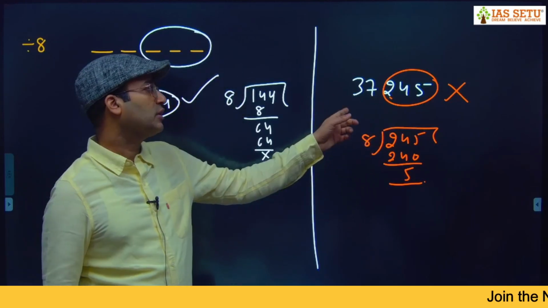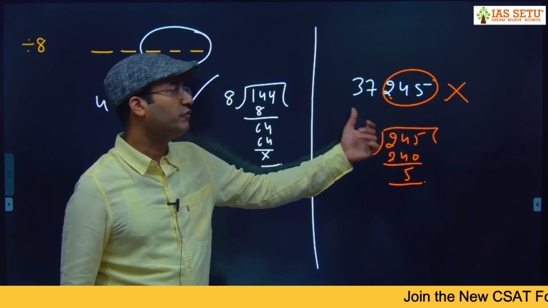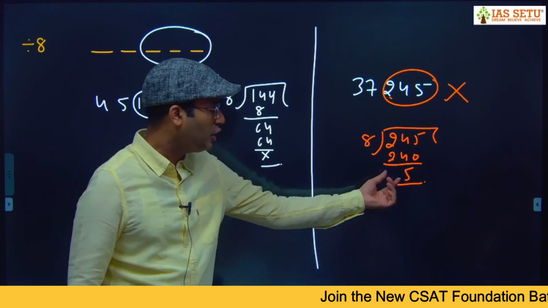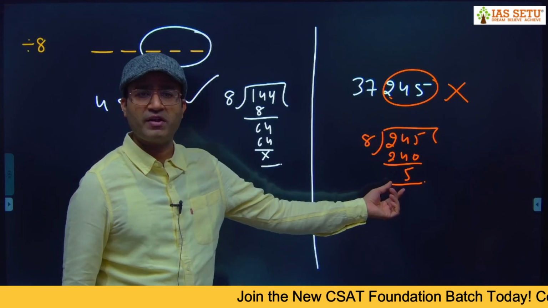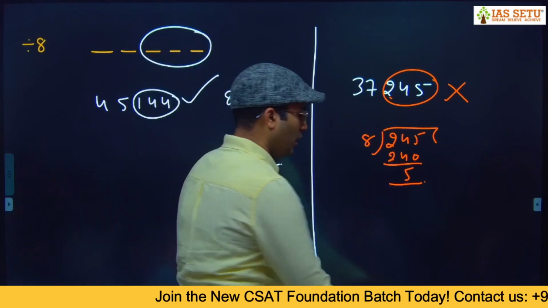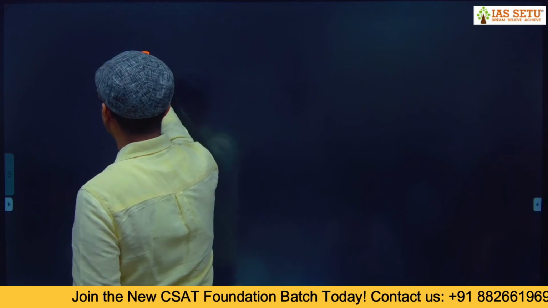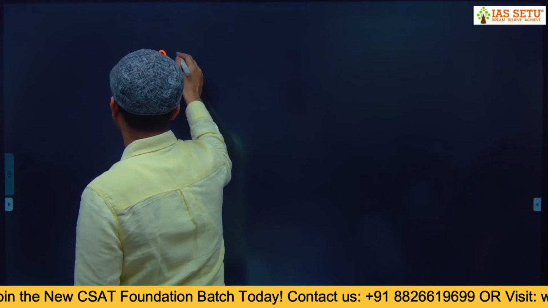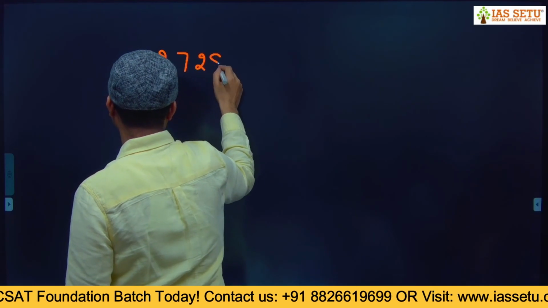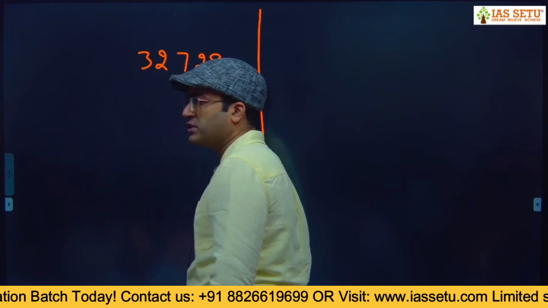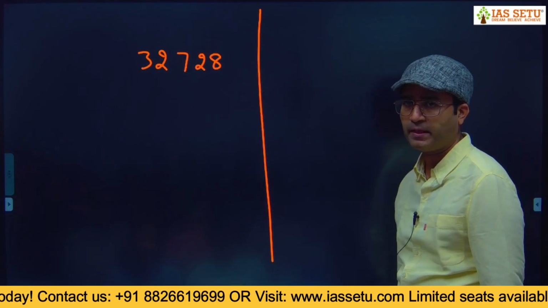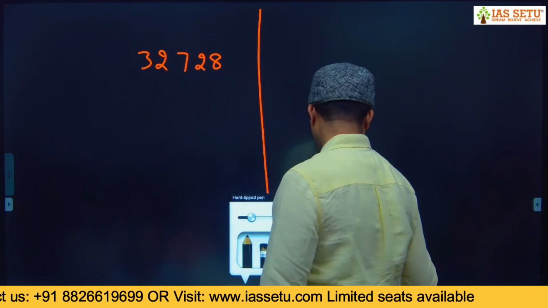If I ask 37,245 divided by 8, what is the remainder? You can directly say the remainder here is 5. Like here, 32,728. Check if this number is divisible by 8, yes or no. Yes, we have to check the last 3 digits.